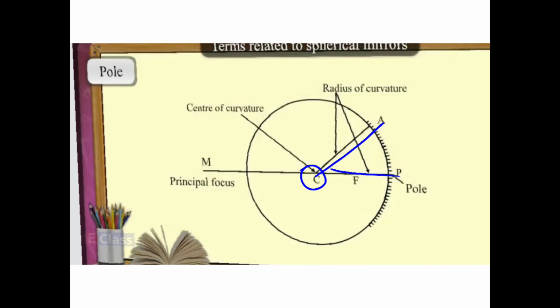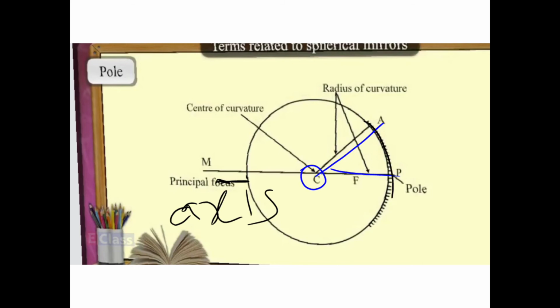Now children, let us learn about the principal axis. Let us understand what the principal axis is. It is the straight line which passes through the pole. Now let me explain what the pole is.